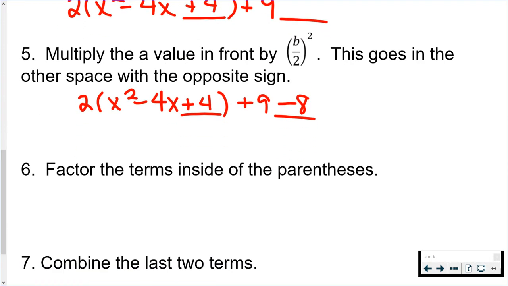So the next step, I'm going to factor what's in the parentheses. We're looking for 2 numbers that multiply to 4 and add to -4. Those 2 numbers would be -2 and -2. And since it's the same number twice, I can write this squared.